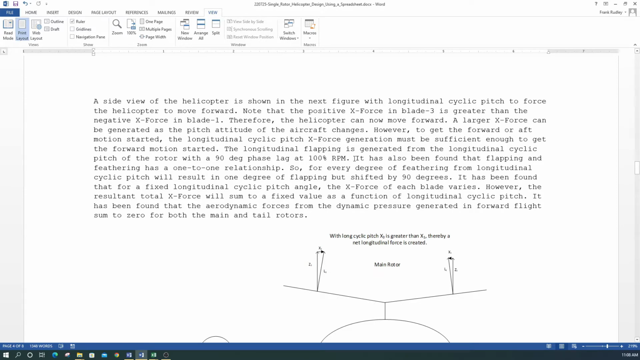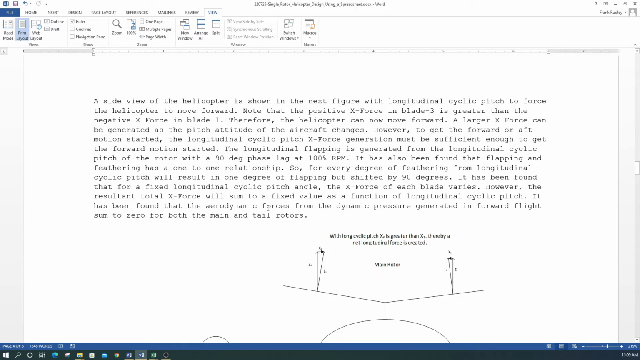It has also been found that flapping and feathering has a 1-to-1 relationship. So that's also at 100% RPM in conventional helicopters. If I give it 1 degree of longitudinal cyclic pitch, it gives me a 1 degree flapping input. So every degree of feathering from the longitudinal cyclic pitch will result in 1 degree of flapping, but shifted by 90 degrees. It has been found that for a fixed longitudinal cyclic pitch angle, X force for each blade varies. However, the resultant total X force will sum to a fixed value as a function of longitudinal cyclic pitch.